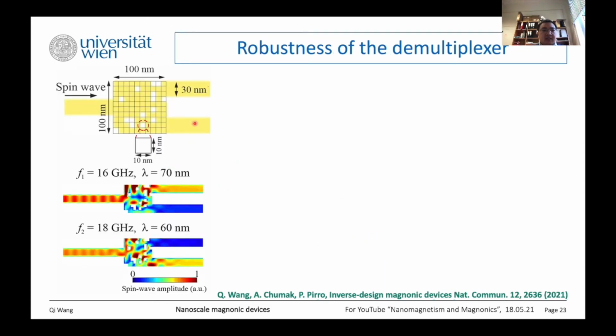And as I said, we chose 300 nanometers because we believe we can fabricate it nowadays. But there's no limitation on the size. We also simulated 10 times smaller, 30 nanometers, with wavelengths down to 16, 17 nanometers, and it still works.